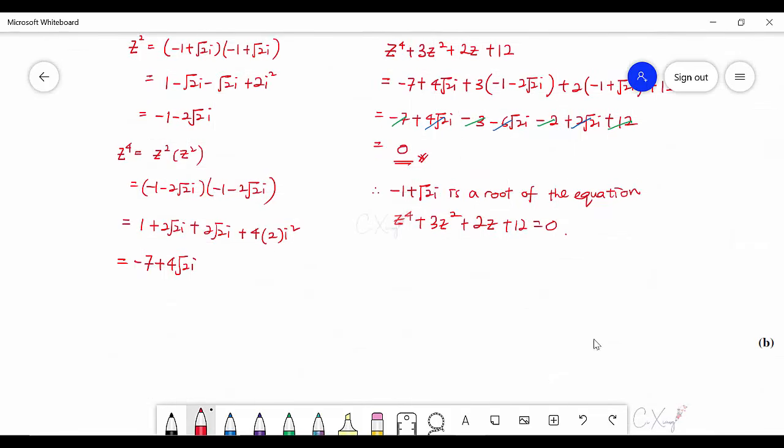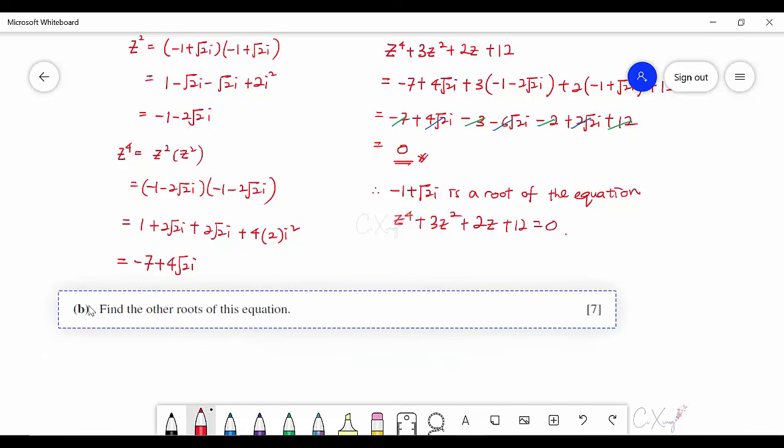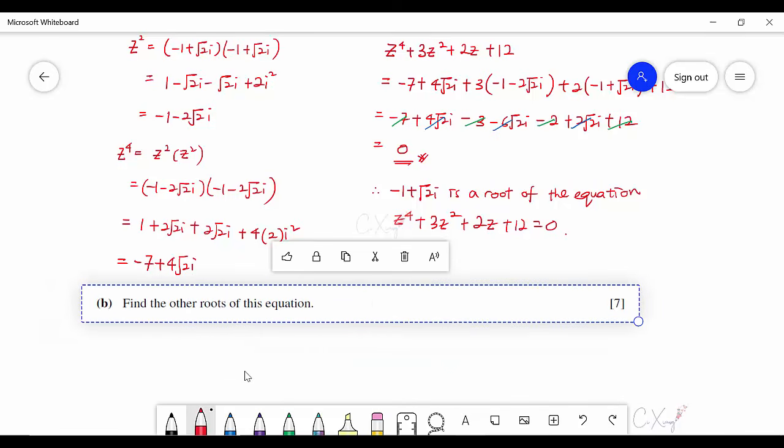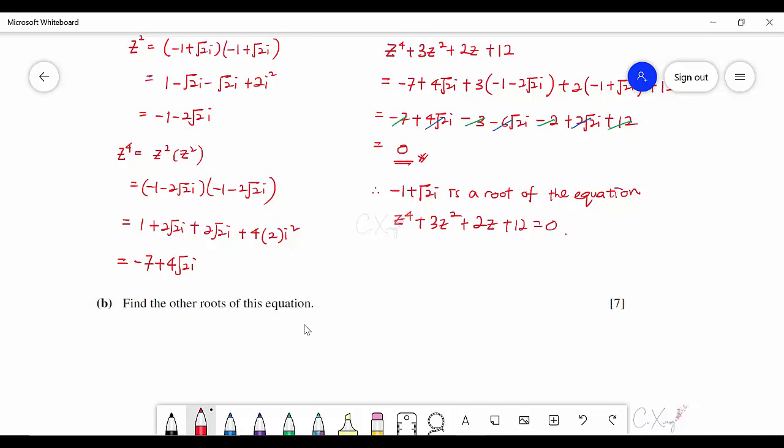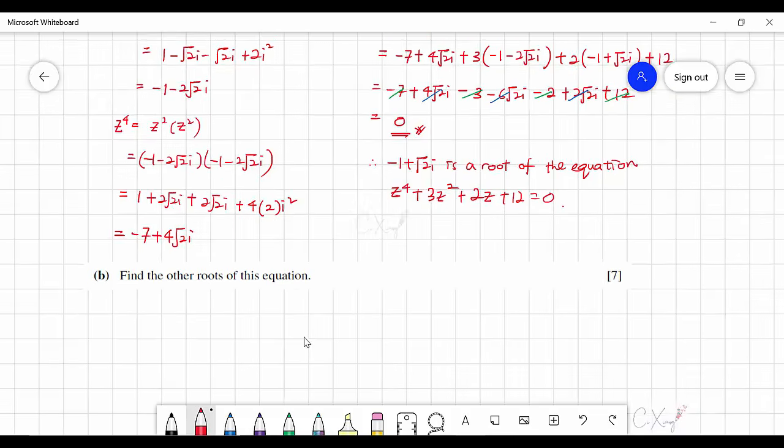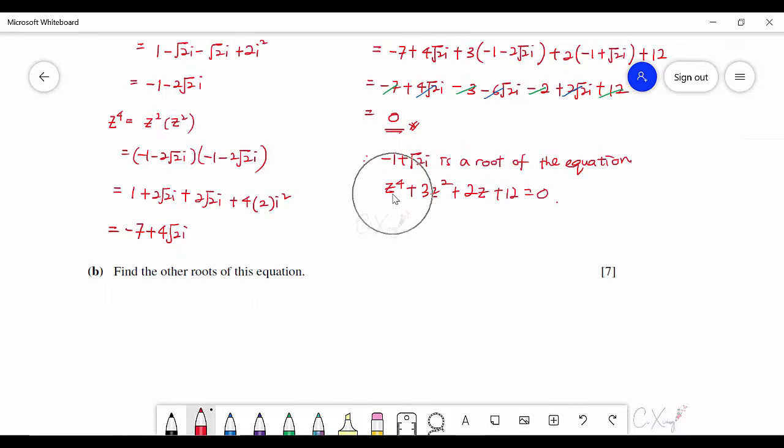Okay, then now we continue to part B. For part B, they want you to find the other roots of this equation. For this equation, it is in terms of z power 4. You have the highest power of 4, which is z power 4, so we should assume that we might have up to 4 roots.